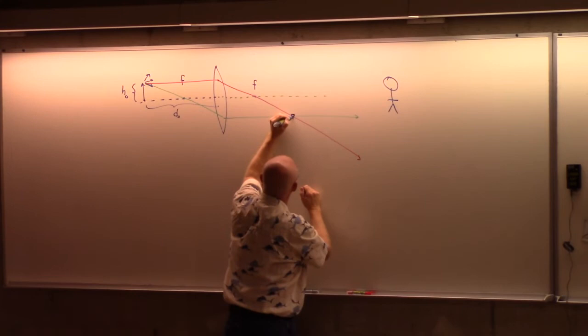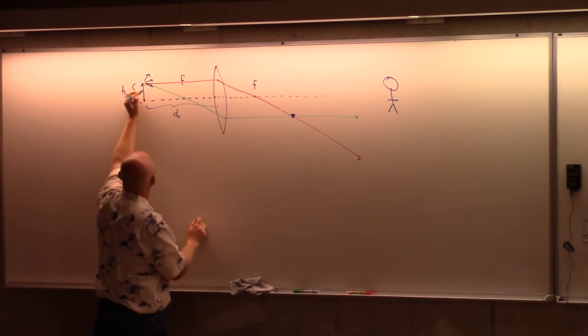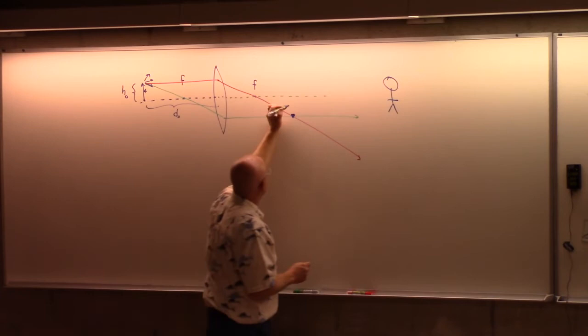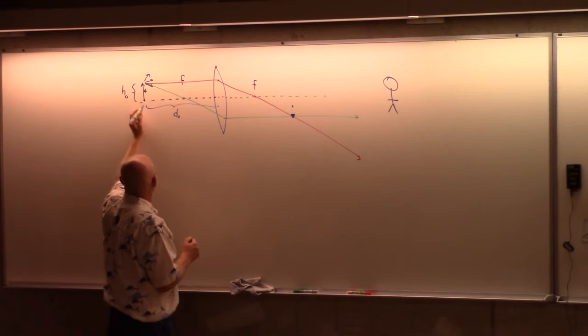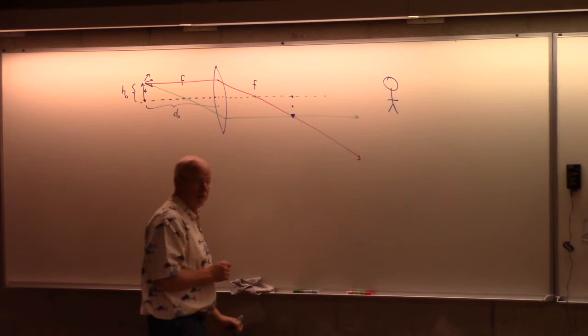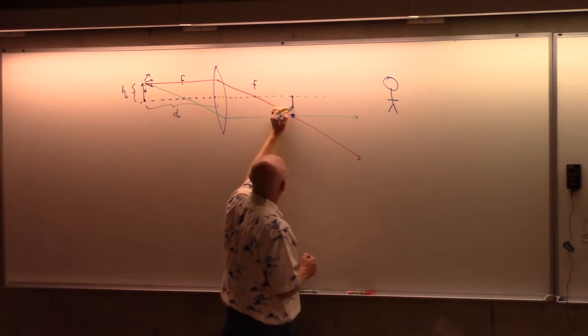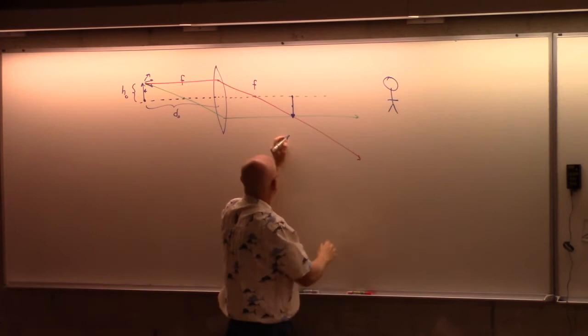And if we did the same thinking with the middle of the arrowhead, like we did for the mirror, we would get the middle of the arrowhead right here. And if we did the same thing with the bottom of the arrowhead, we would get right here. And so what somebody standing over here would appear to see is an upside down image.